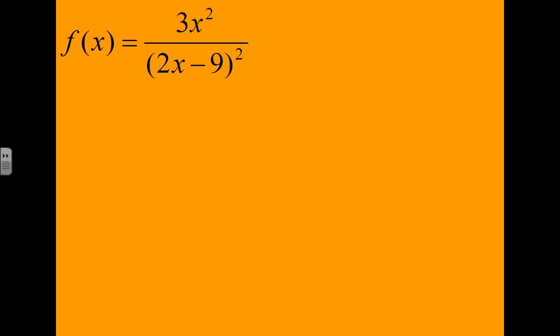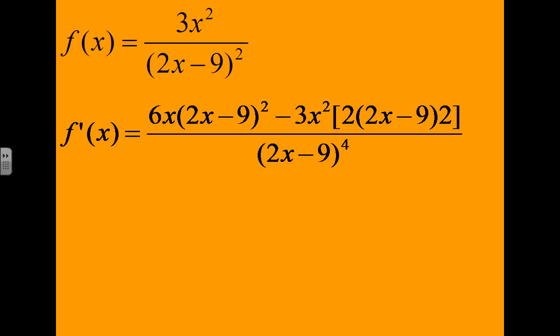Okay, so I'm going to use the quotient rule, so you just saw it flash up here. There it is again. Hopefully there's no typos in that. Excuse me. 6x times 2x minus 9 squared. That's the derivative of the numerator times the denominator minus the numerator times the derivative of the denominator.